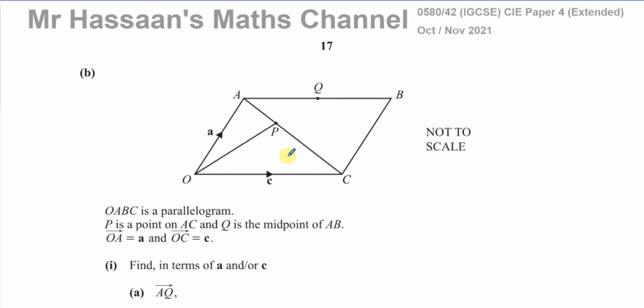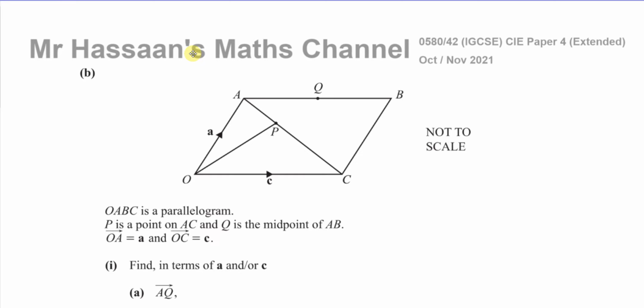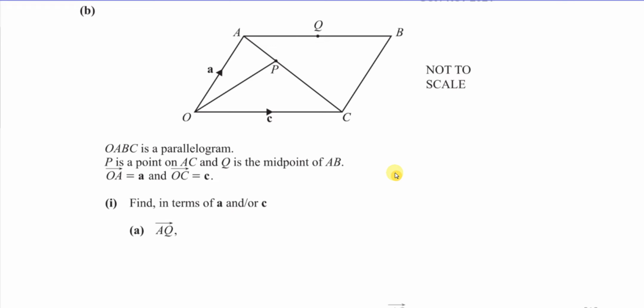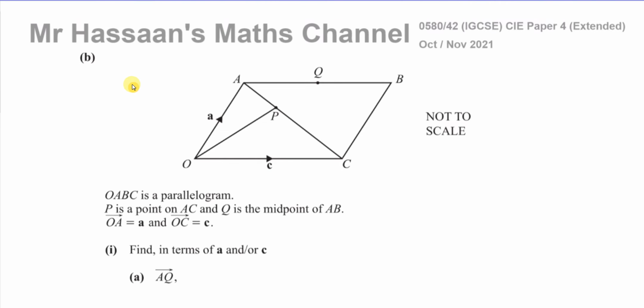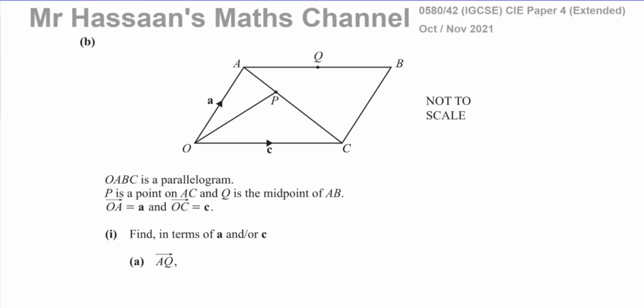Now we're going to go on to part b, which is more to do with vector geometry. It says OABC is a parallelogram. A parallelogram has sides which are parallel and equal in length. That's important for us to realize. And it says P is a point on AC, and Q is the midpoint of AB. So this means AQ and QB are the same length. It says OA is the vector a, and OC is the vector c.